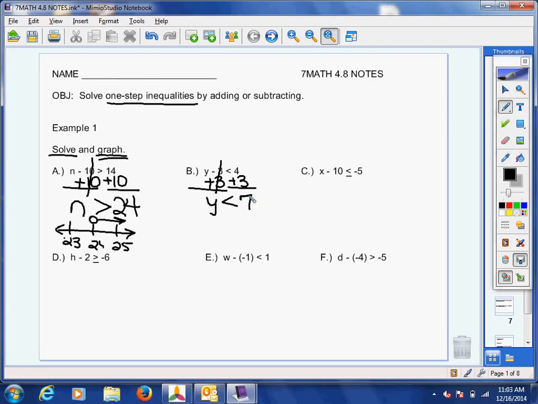Okay? Now we know what to graph. So let's get our graph going. Let's do 6, 7, 8. That sounds good. I know the circle. Open circle, and to the left. And to the left. You got it. That's what it looks like. Those are all the numbers that are less than 7.